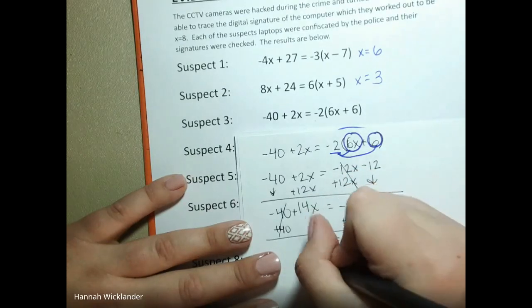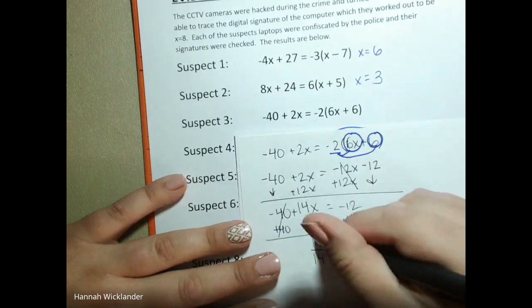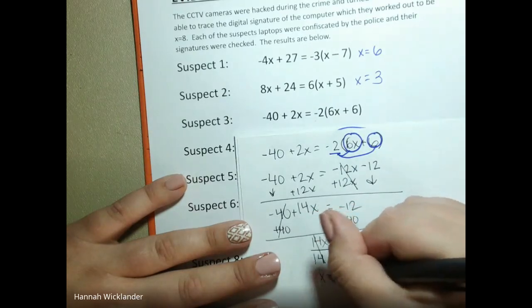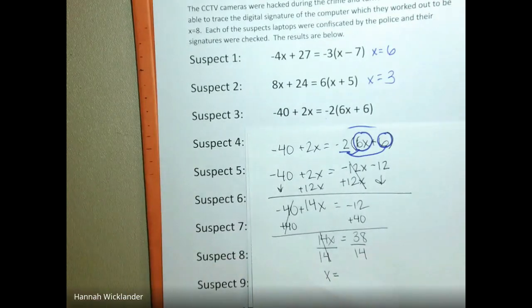Now I'm going to divide both sides by 14 to get x by itself. Those will cancel, and I'll be left with x. And then 38 divided by 14 gives me 2.